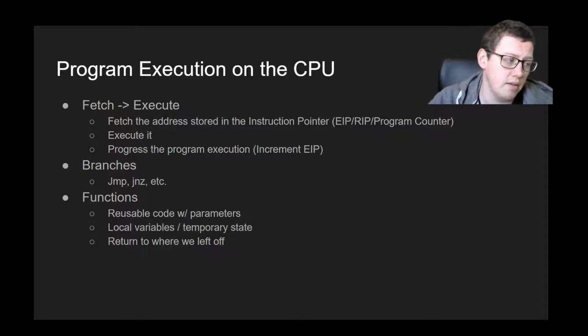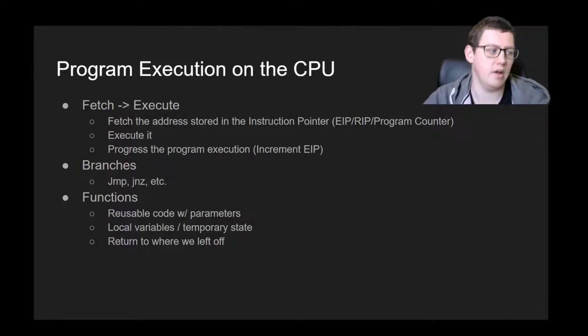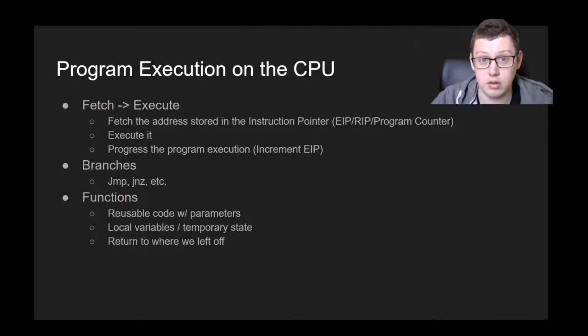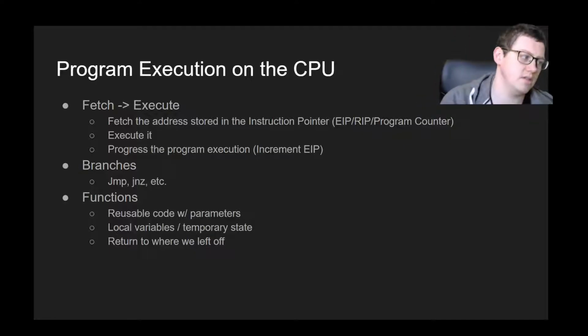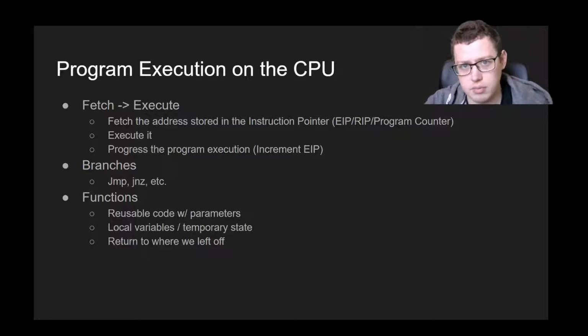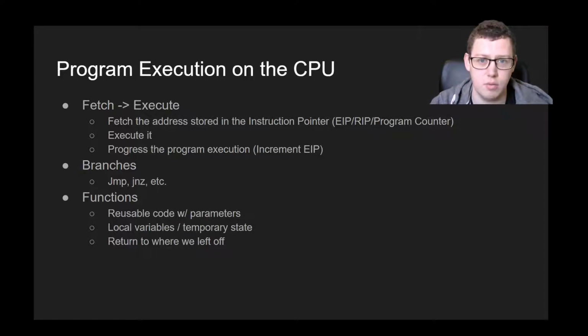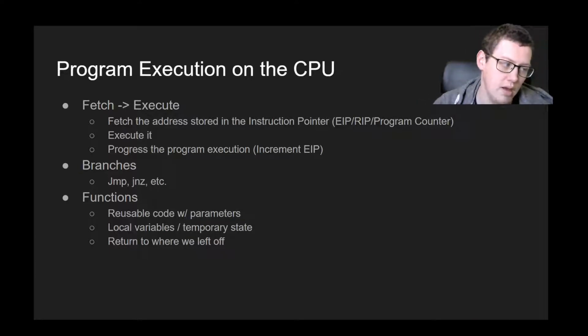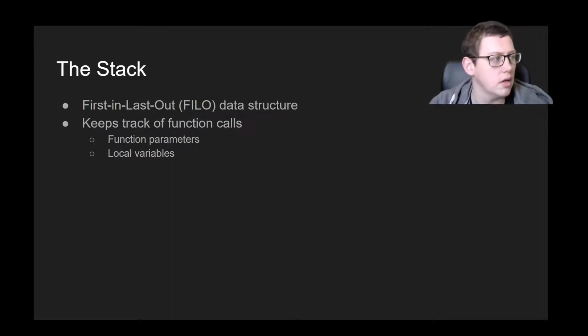So functions are, as you're probably well aware, the way that you can reuse code. They're also known as subroutines sometimes. And when we call a function, we typically want some temporary state within the function. So we can have things like local variables, and we can use the parameter space that we've passed into the function. And following the function's execution, we then want to return back to where we left off before the function was called.